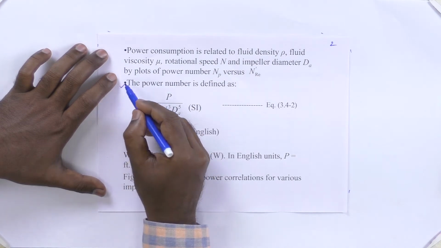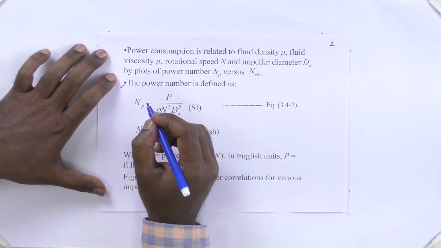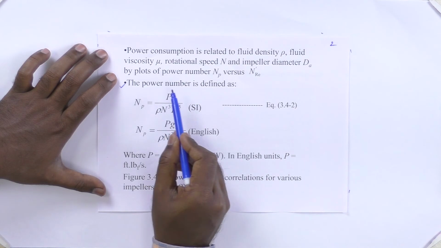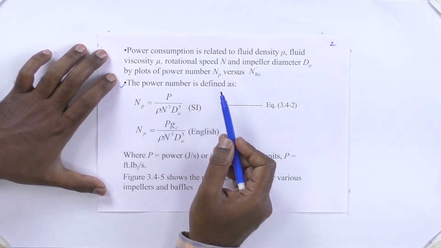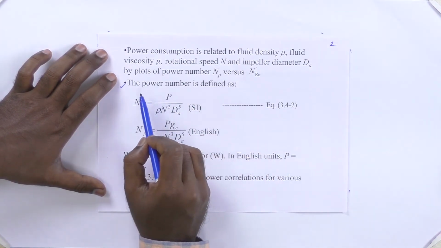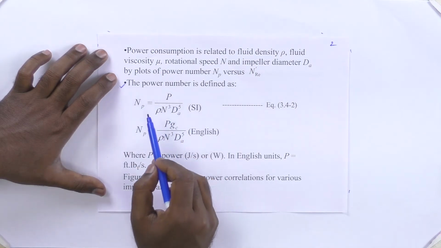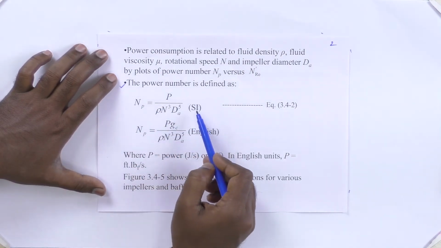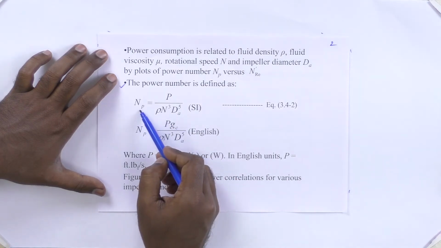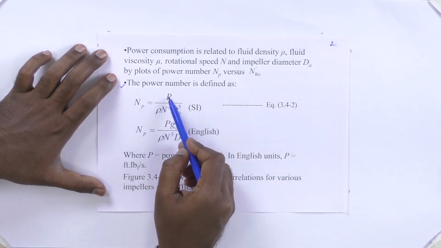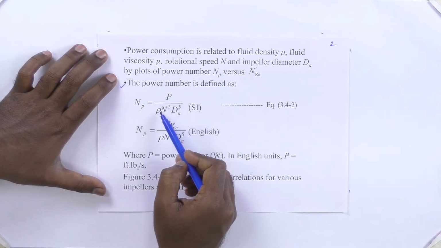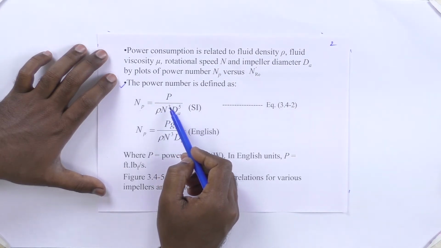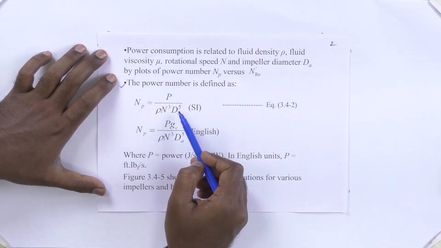As I told, we are going to have two numbers, one is the Reynolds number and another is the power number, in order to calculate the total power for an agitation system. The Reynolds number we have seen, and the next one is the power number, and this is the formula to calculate it. NP is the power number, where P is the total power required for the agitation, rho is the density of the liquid, N is the rotations per second, and dA is the impeller diameter.